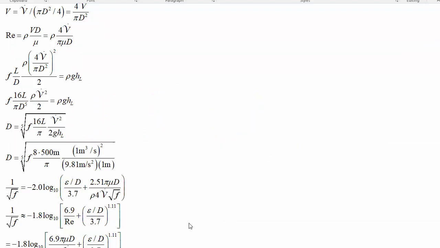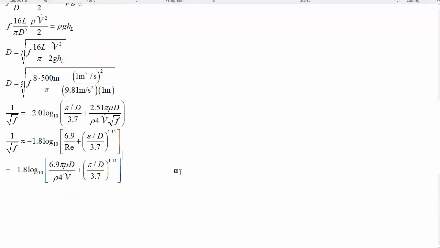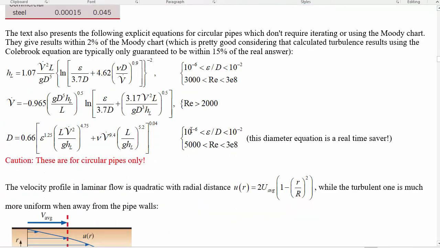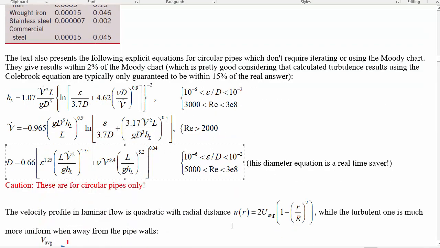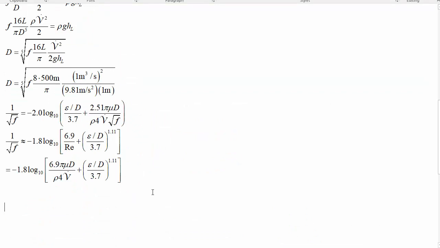And the last thing that I want to bring up is the way that you should actually do it on this test, and that is to not use any of these equations, but instead just jump right to this explicit equation. Because we have a circular pipe, you can use this approximate equation.